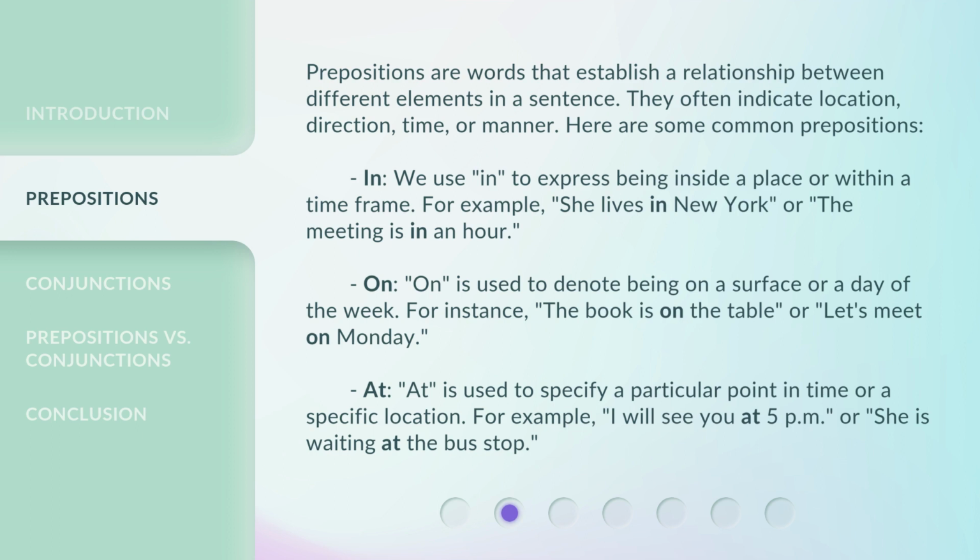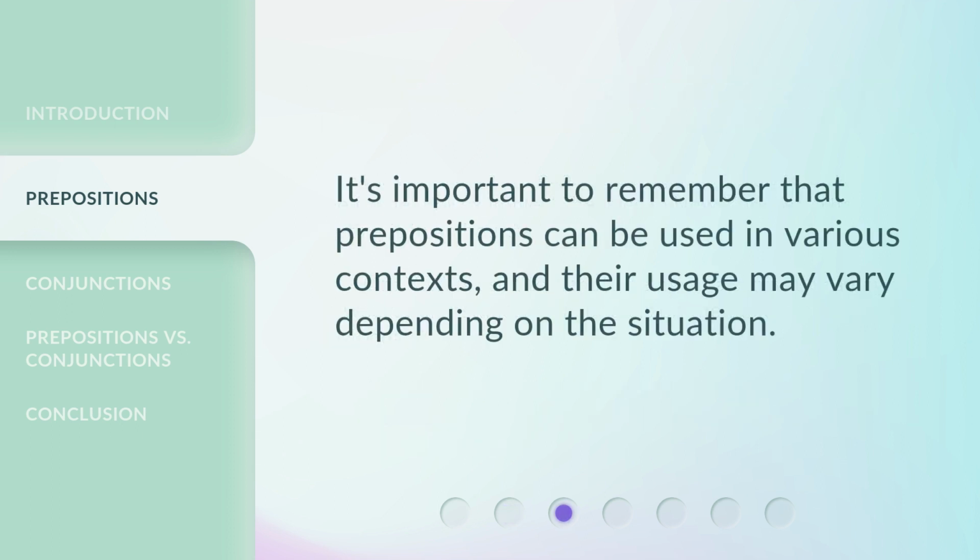On is used to denote being on a surface or a day of the week. For instance, the book is on the table, or let's meet on Monday. At is used to specify a particular point in time or a specific location. For example, I will see you at 5 p.m., or she is waiting at the bus stop. It's important to remember that prepositions can be used in various contexts, and their usage may vary depending on the situation.